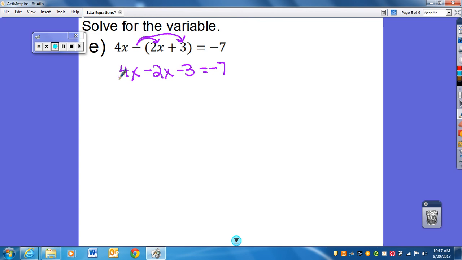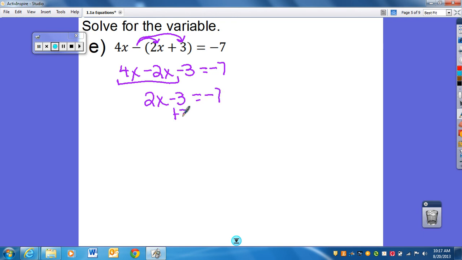Before we continue solving, since these two values for x are on the same side of the equation, we need to combine like terms. 4x minus 2x is 2x. So we have 2x minus 3 is equal to negative 7.